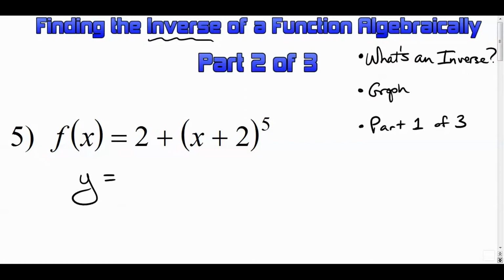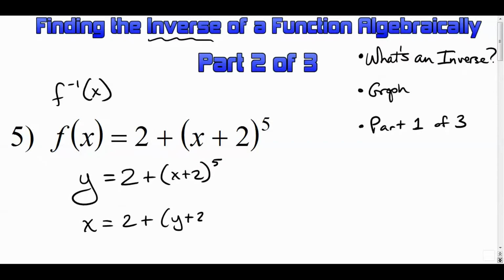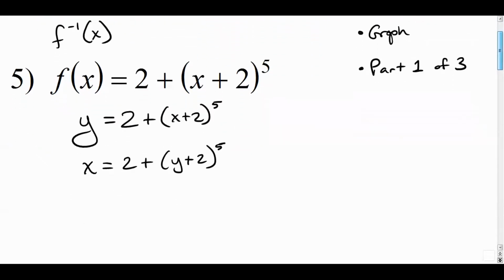Our goal is to figure out what f inverse is, and that's the notation we're going to be using here, f to the -1. We never say f to the -1 power of x, we just say f inverse. In order to find the inverse, first thing I'm going to do is change f of x to y, and then I'm going to switch x and y. After I switch them, my goal is to get y by itself.